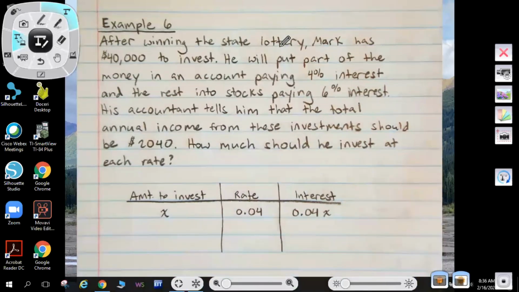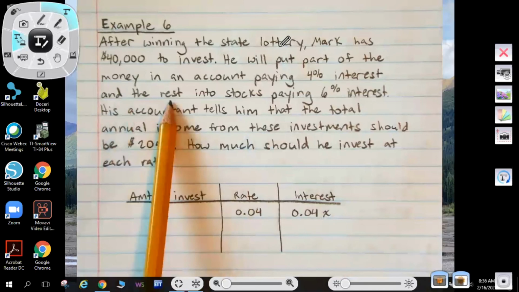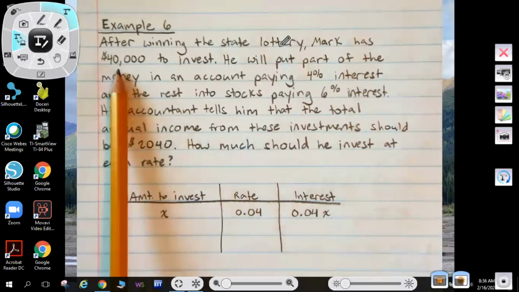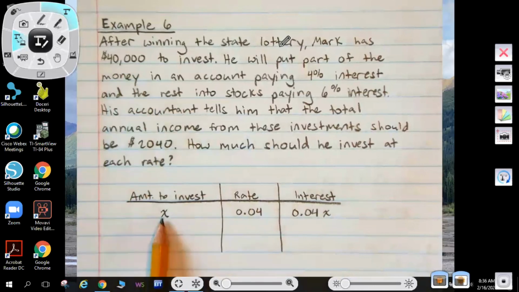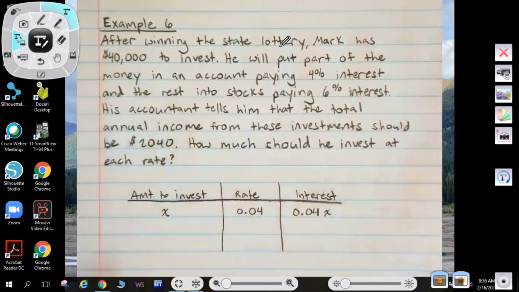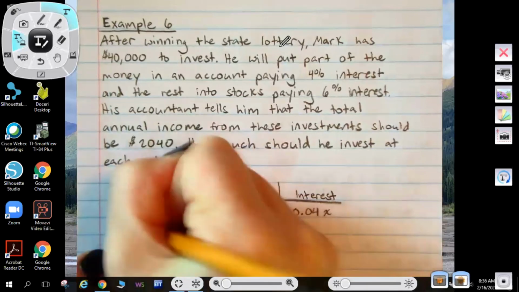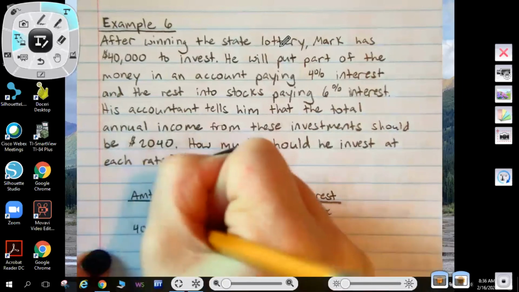Okay, then it says he puts the rest into stocks paying 6% interest. So the rest of the money would be this 40,000 minus whatever he just invested in that account that pays 4%. So the amount that he's going to invest in stocks is 40,000 minus X.